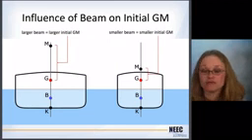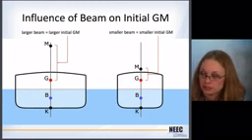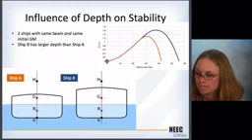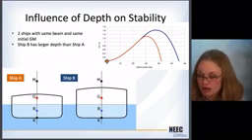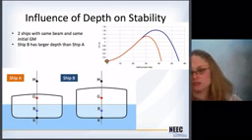Okay. Beam itself: the larger your beam, the larger initial GM you're going to have, and the smaller beam that you have, the smaller initial GM that you will have. Okay. Depth has an effect on stability as well. So remember, this is depth and not draft. As an example, take these two ships, ship A and ship B here.